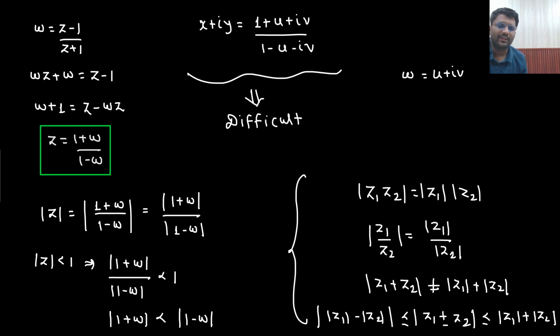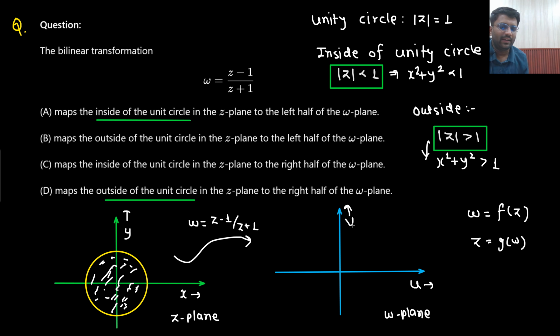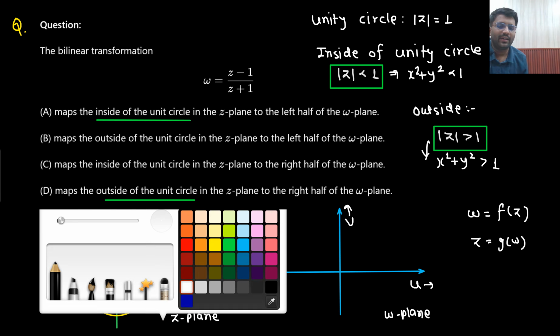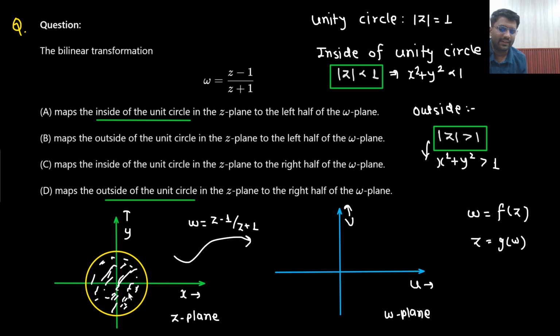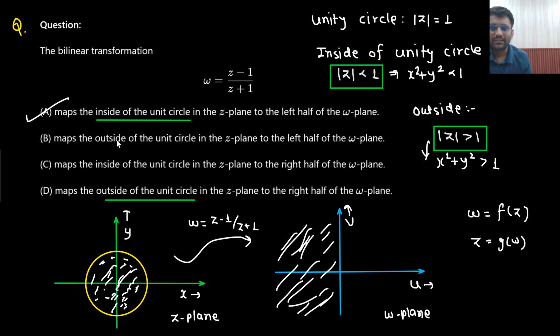So this particular region in the UV plane has been plotted, u being less than 0. This particular region has been plotted with u being less than 0. That means this region where u is less than 0. So what they are saying? It will map the inside of the unit circle in the Z plane to the left half of the omega plane. And it will map the outside of the unit circle in the Z plane to the right half of the omega plane. Is that understandable or not?